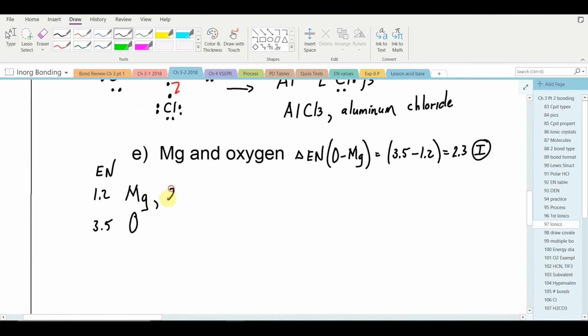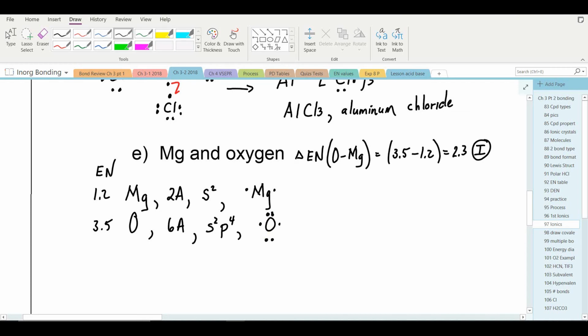Magnesium is in group 2A. Everything in group 2A has an s2 valence shell electron configuration. So here's the Lewis symbol of magnesium. It has 2 dots, or 2 electrons in the valence shell. Oxygen is in group 6A. Everything in group 6A will have 6 electrons in the valence shell. It will be s2p4. Here's oxygen's Lewis symbol.